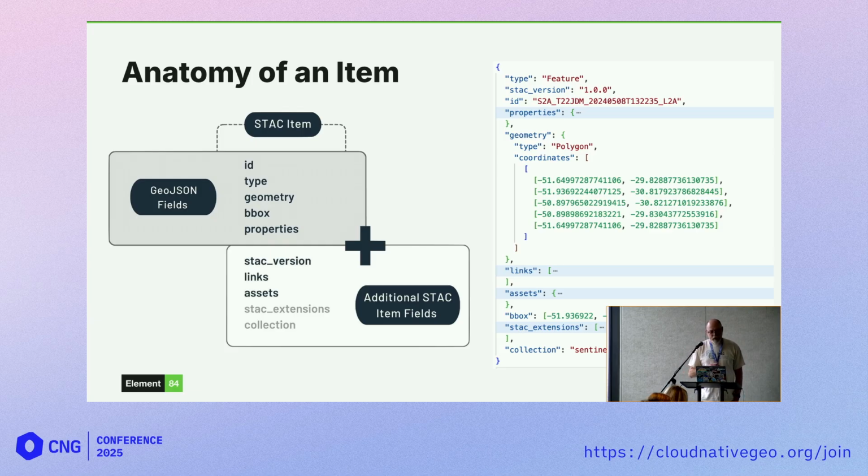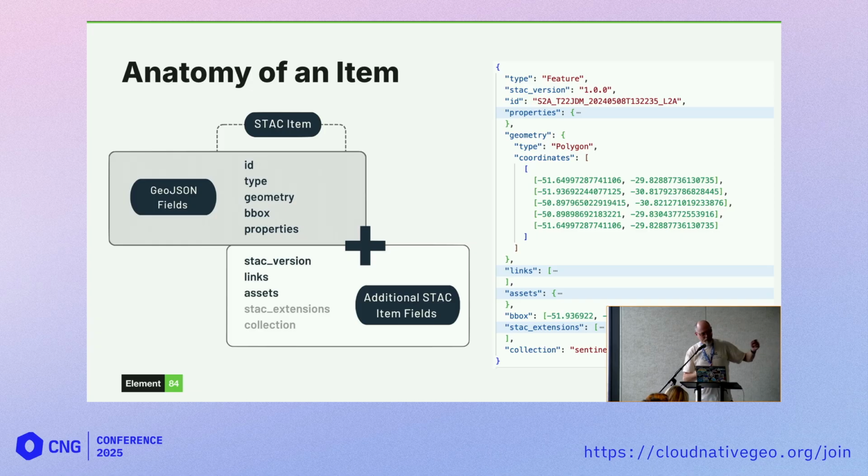So an item is a GeoJSON. There's GeoJSON fields, like those just come out of the box. That's what you have. And the additional fields that STAC adds are what you see here. There's a STAC version, there's links, there's assets, there's STAC extensions maybe, and then a collection name if it's part of a collection.